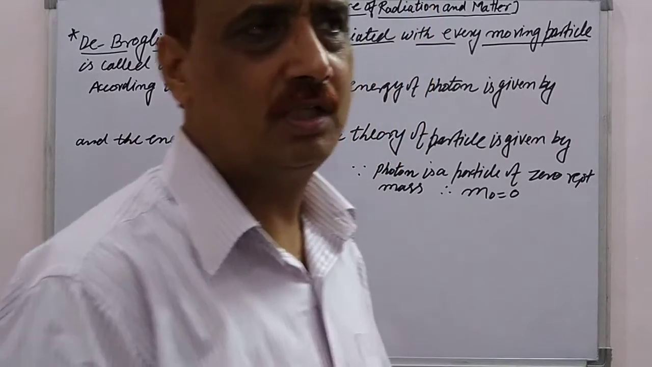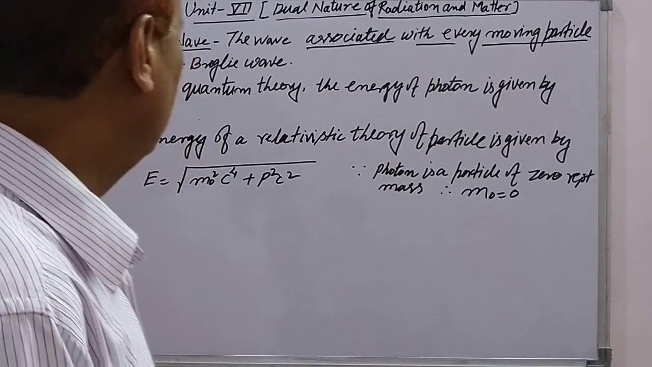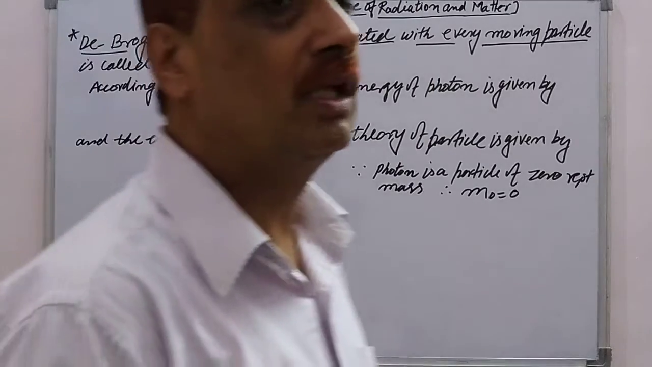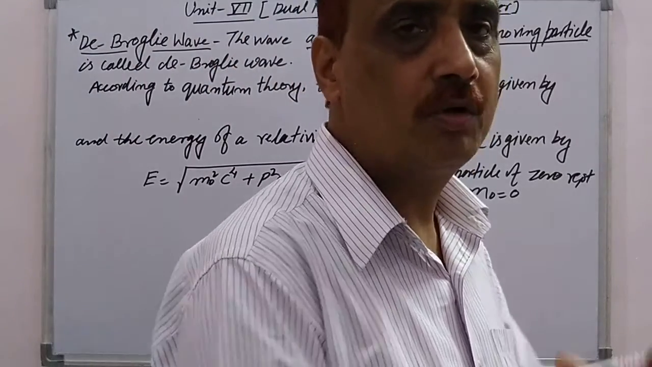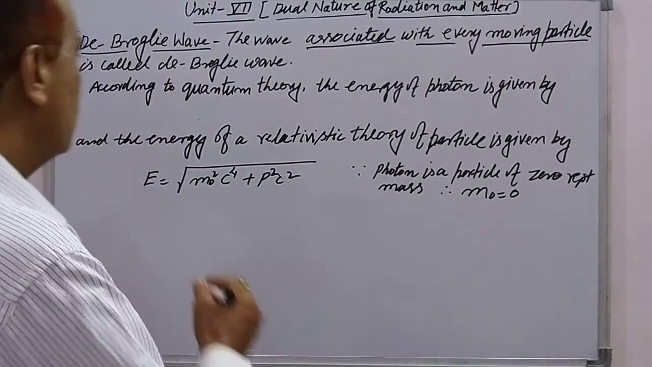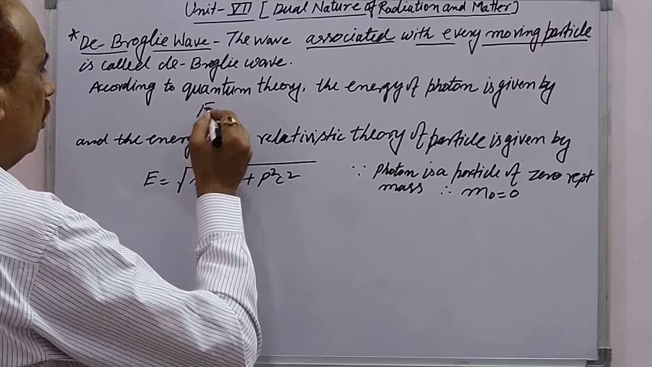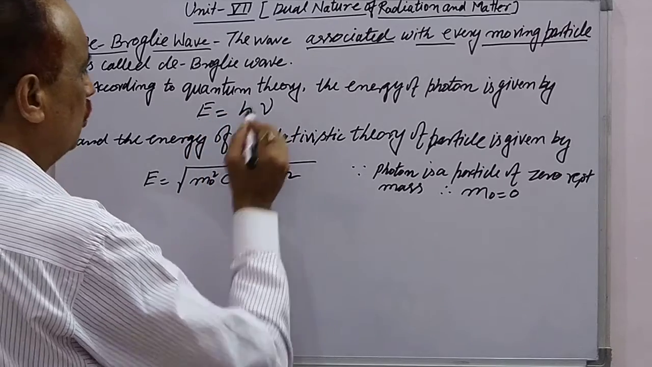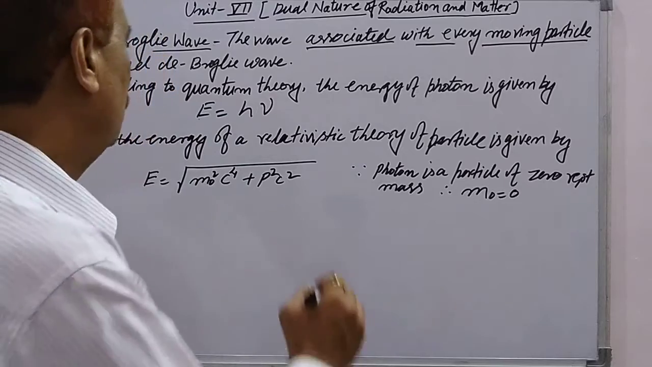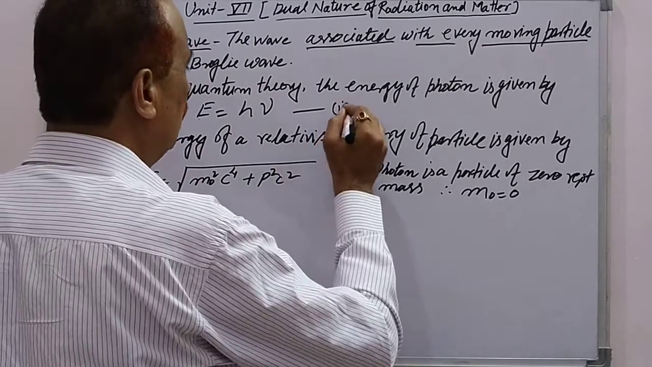Now we have to use two relations. One relation is according to the quantum theory and another relation is from the relativistic theory. According to the quantum theory, the energy of the photon is always given by E equal to h nu, where nu is the frequency of the incident radiation. So this is equation number 1.